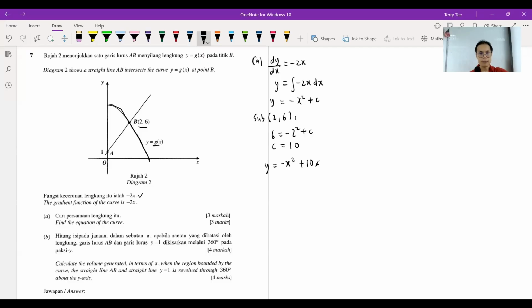All right, part B. Hitungkan isi padu janaan dalam sebutan pi bila rantau yang dibatasi oleh lengkung, rantau yang dibatasi oleh lengkung is this here. Garis lurus AB, straight line AB. Okay, garis lurus y equals to 1. y equals 1 is this. y equals to 1. Dikisarkan, so this is the region. Dikisarkan 360 degree melalui paksi y. So when you rotate 360 degree about the y-axis, it looks like this.